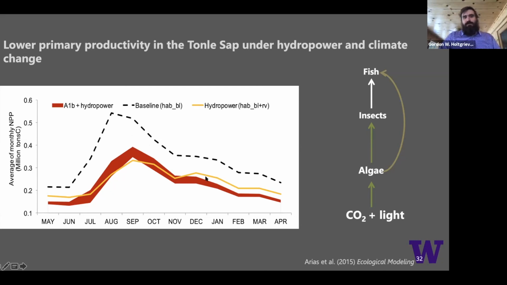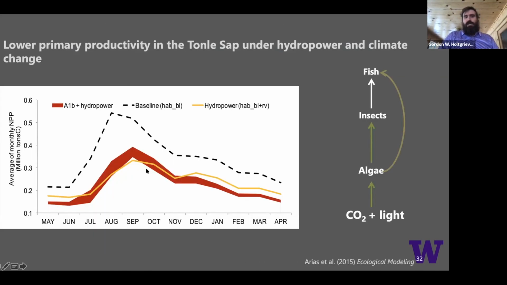hydropower, we're going to see that go down. And then if you have hydropower plus climate change, it's largely the same. We're going to see this algal source of carbon declining as a result of all these changes. And that's the good stuff, right? And it's going to affect some of these fish species while not affecting others.